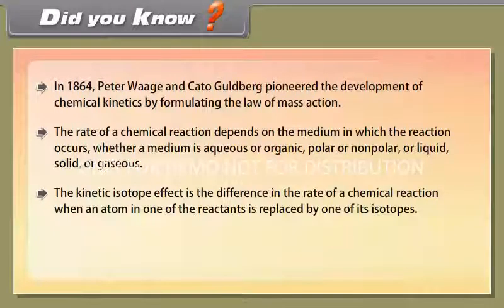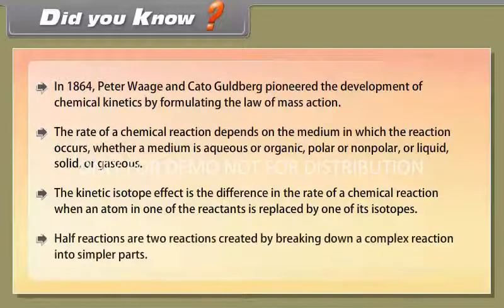The kinetic isotope effect is the difference in the rate of a chemical reaction when an atom in one of the reactants is replaced by one of its isotopes. Half reactions are two reactions created by breaking down a complex reaction into simpler parts.